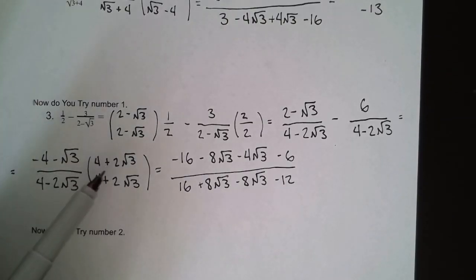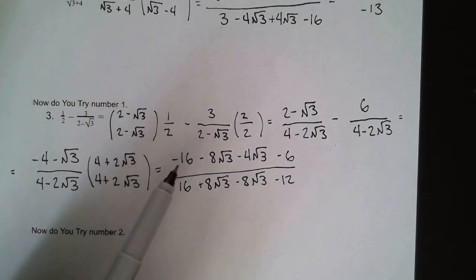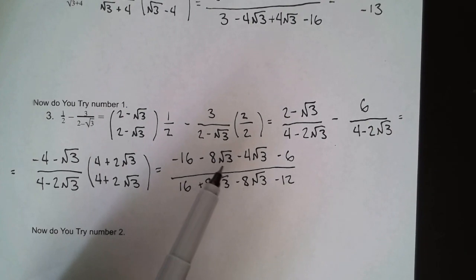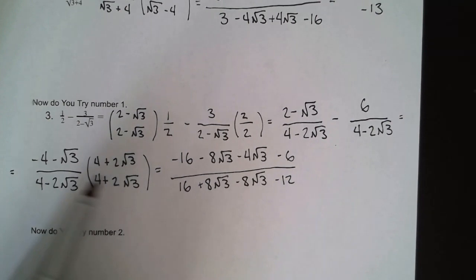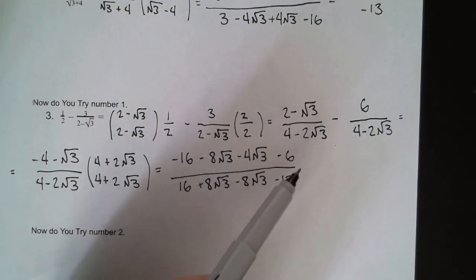All right, so again, the conjugate is 4 plus 2 root 3. So I multiplied the top and the bottom by that. When you distribute the numerator, negative 4 times 4 is negative 16. Negative 4 times 2 root 3 is negative 8 root 3. Negative root 3 times 4 is negative 4 root 3. Negative root 3 times 2 root 3: negative root 3 times root 3 is negative 3, and then multiplied by the 2, so we get negative 6 there.